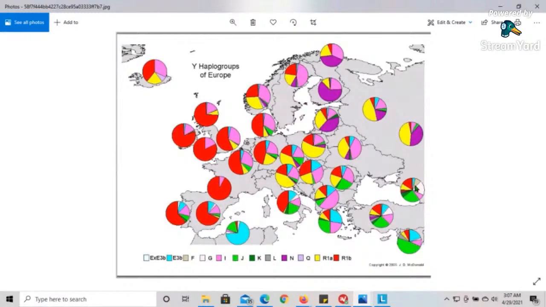And the F is the Arameans. Anyway, something like that. But then, of course, we can follow the I and the J. Okay, the J is the green. The I is the pink. So you can see quite a lot of pink in here.